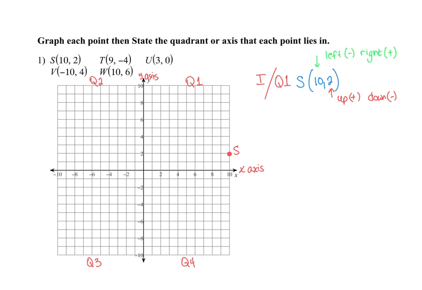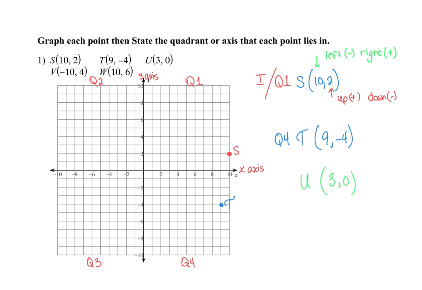So as you go and plot these, we'll look at the next one. We'll look at T. So T is (9, -4). As you plot them, you're just going to walk left and right, in this case right, and then down 4. Plot it, label it, and then tell me what quadrant it's in. This is the point T. This is in quadrant 4.